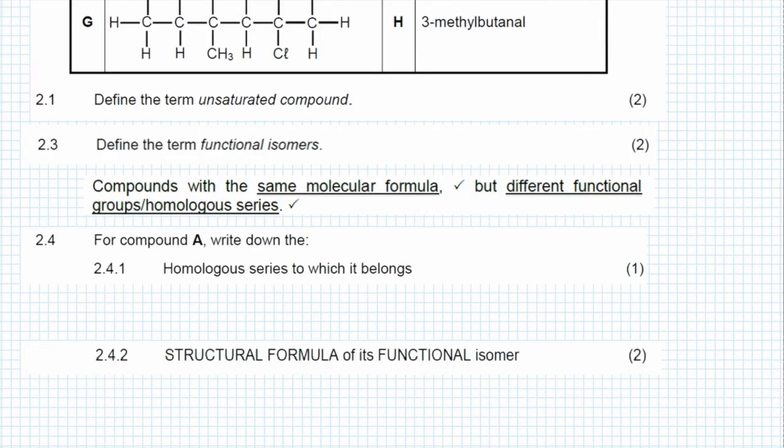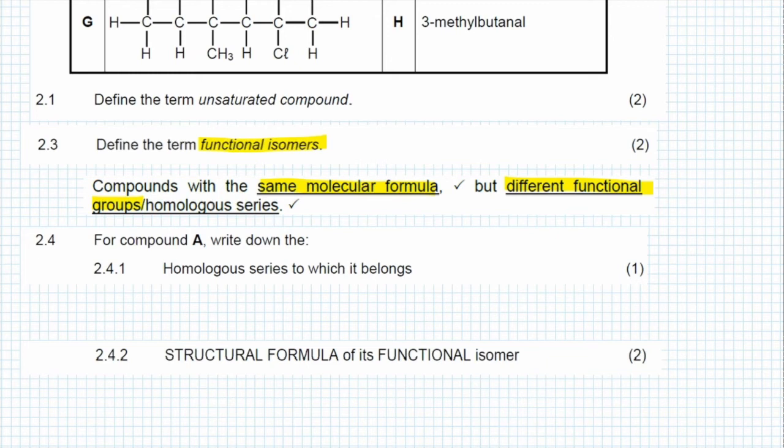Question 2.3 says, define the term functional isomers. We say that functional isomers are compounds with the same molecular formula, but different functional groups, or we can say different homologous series, and this gets us 2 marks.